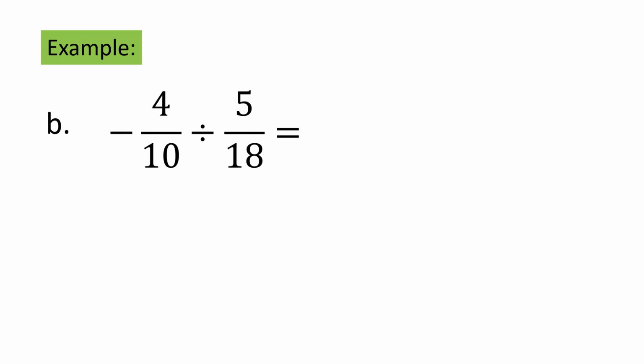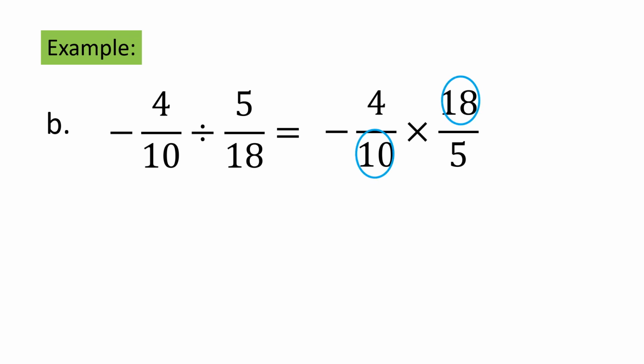Ganun ulit ang gagawin natin. Kopyahin ang una times reciprocal ng pangalawa. So, we have negative 4 over 10 times 18 over 5. Okay, so tingnan ulit, mayroon bang pwedeng makancel sa mga numbers natin? Okay, so dahil mayroong common factor ang 18 and 10, which is 2, i-cancel natin iyon sa dalawa.